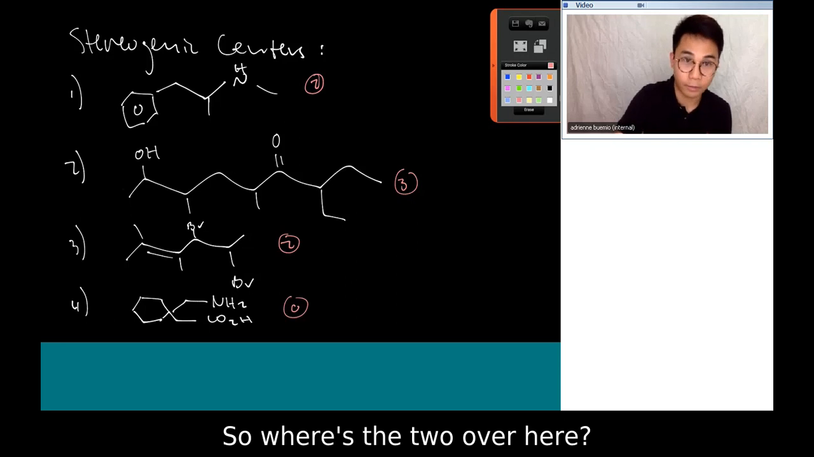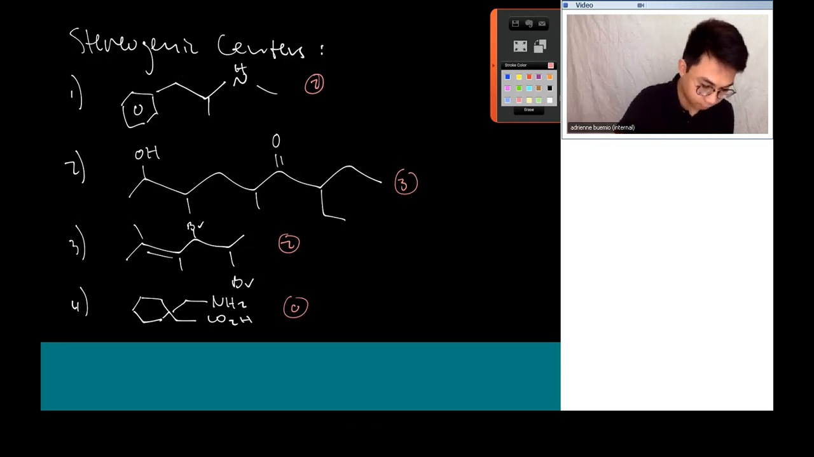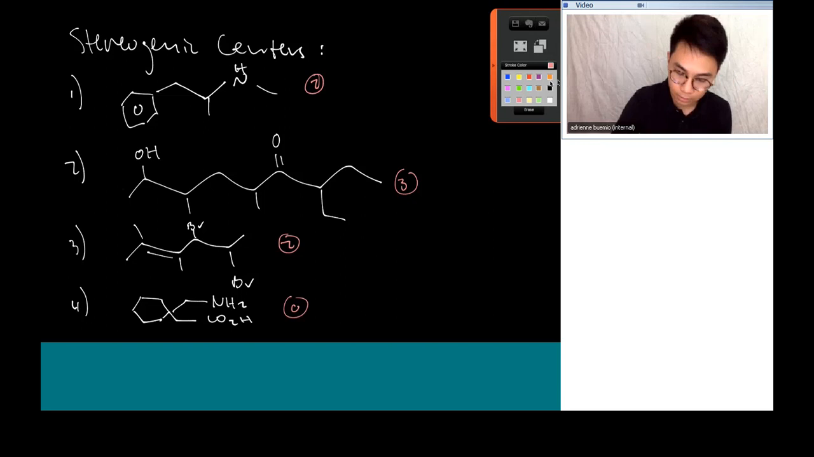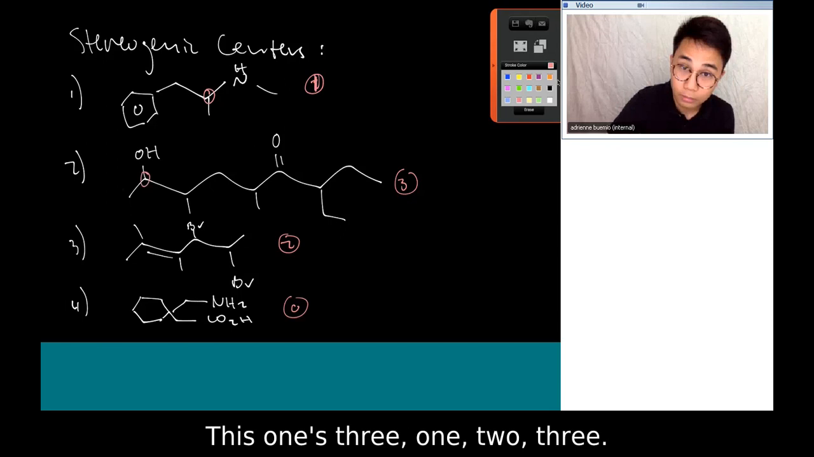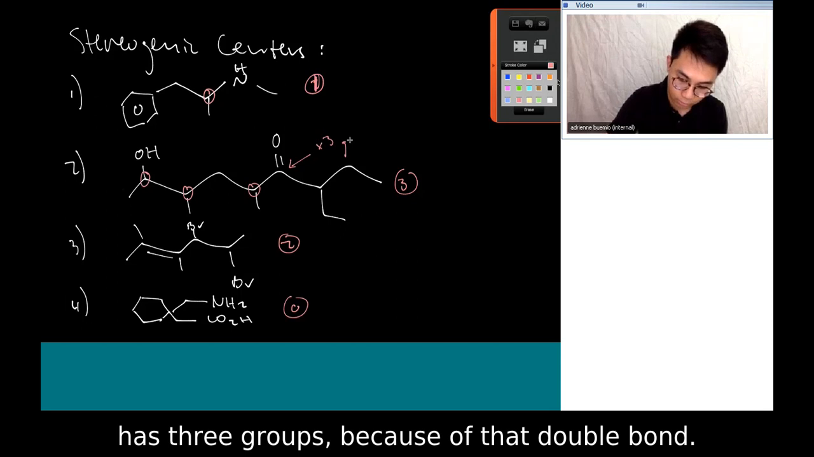So where's the 2 over here? Oh, actually, no, this is just 1. This is just 1, my bad. So this is just 1, right? This one's 3, 1, 2, 3. And this one isn't 1 because this only has 3 groups, right? Because of that double bond.